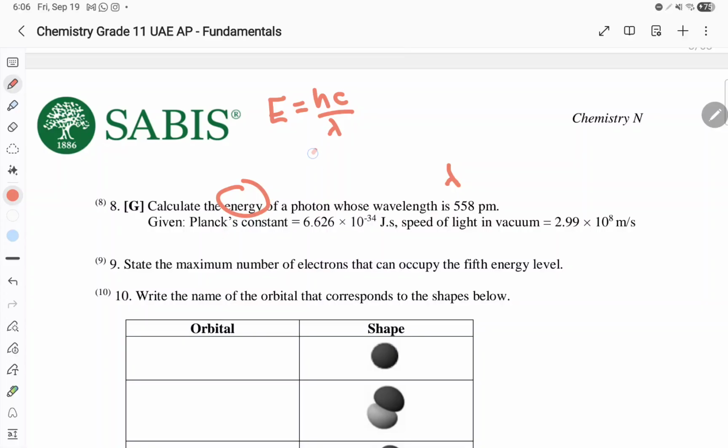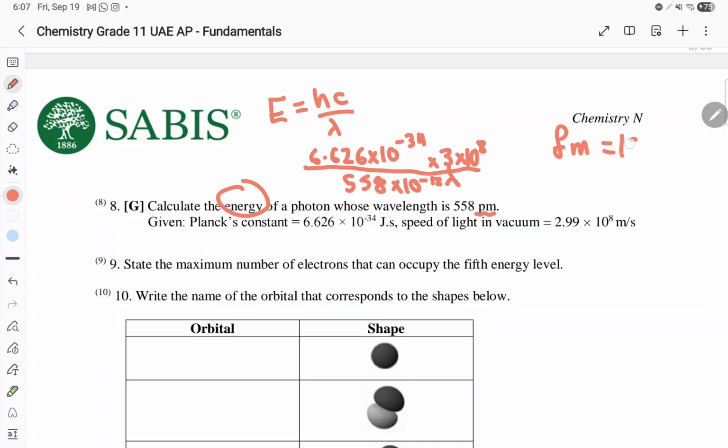So now we do 6.626 times 10 power negative 34 times 3 times 10 power 8, all over 558 pm. P is pico, which is 10 to the power of negative 12, so memorize it: 558 times 10 power negative 12. And if it's fm, it's times 10 power negative 15, in case she decides to test our converting abilities in the exam.